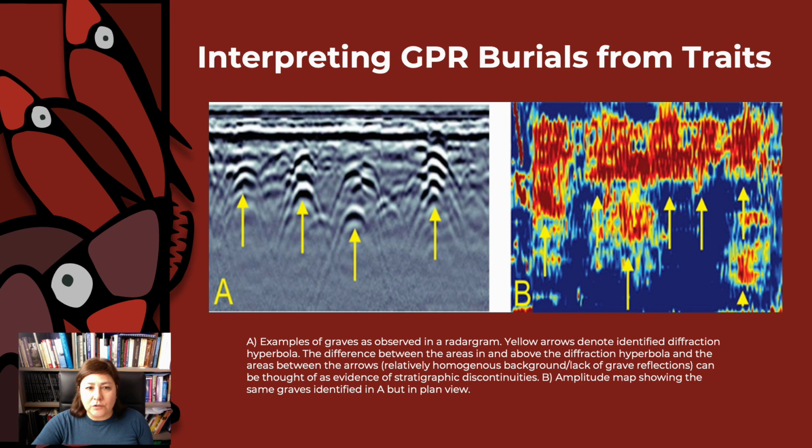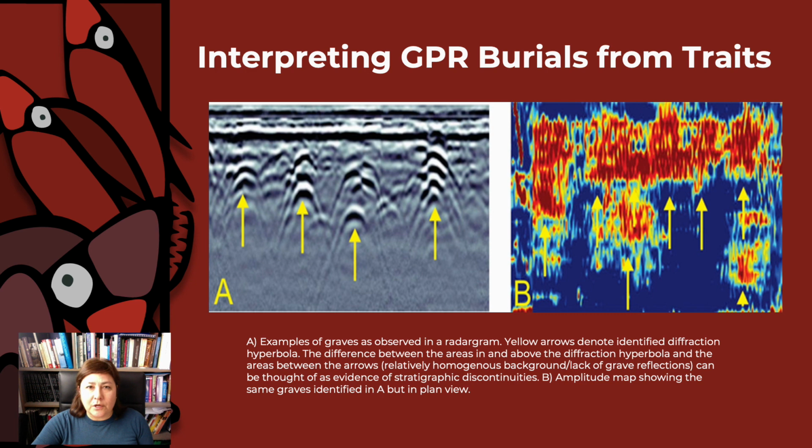Figure A shows examples of graves as observed in a radargram. Yellow arrows denote identified diffraction hyperbolas. The difference between the areas in and above the diffraction hyperbolas and the areas between them can be thought of as evidence of stratigraphic discontinuities.